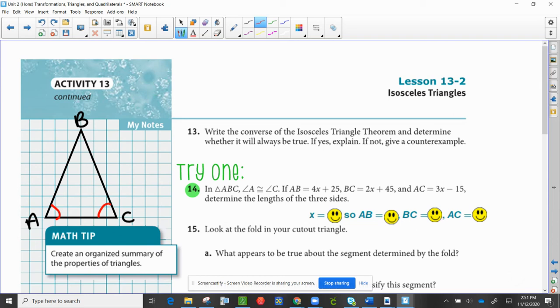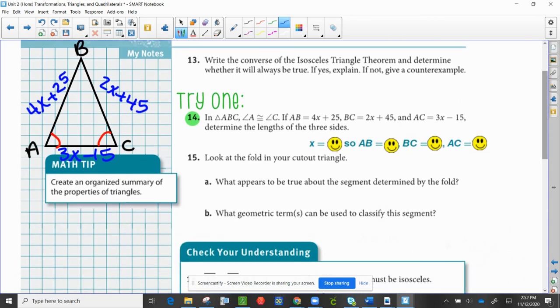So AB is 4x plus 25. BC is 2x plus 45. And AC is 3x minus 15. So what they want you to do is determine the lengths of the three sides. So first you have to solve for x. So use what you know about the picture and how you can set up an equation. Find x, and then plug x in to find AB, BC, and AC. So take a minute and try this problem right now.